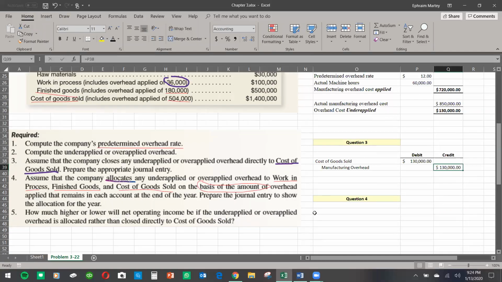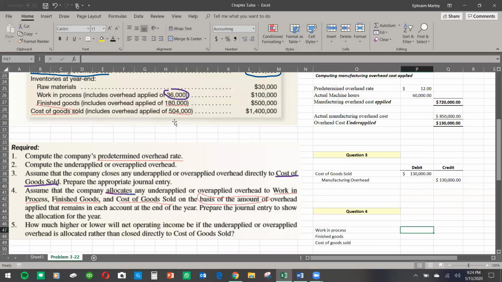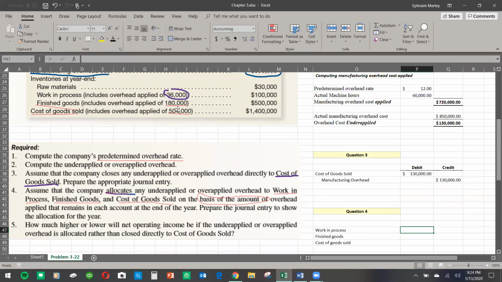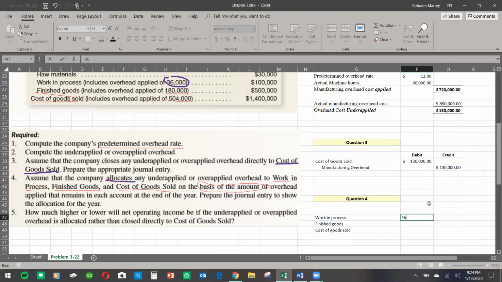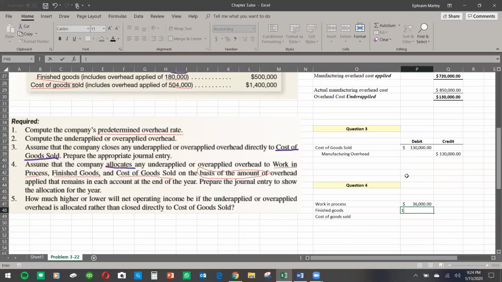So we'll begin by having work in progress, where the overhead cost that was applied was 36,000. Finished goods, the cost that was applied was 180,000.